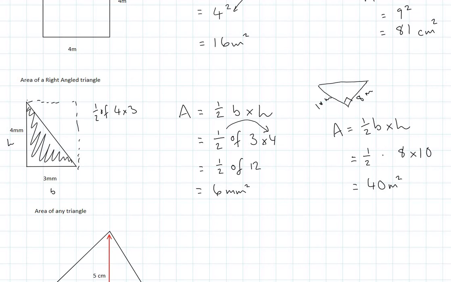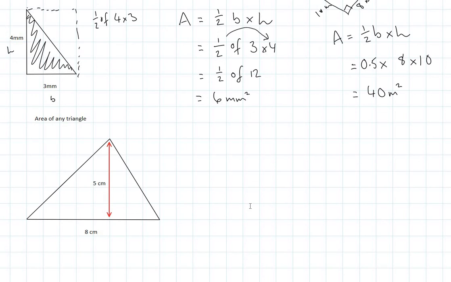Remember this kind of means times? So it's like I'm doing a half times 8 times 10. It doesn't matter which way around you do it. If you were going to do it in a calculator, you maybe don't want to put a half in. Maybe you want to put 0.5 in. So lots of different ways to look at this. And in fact, this formula works for any triangle.